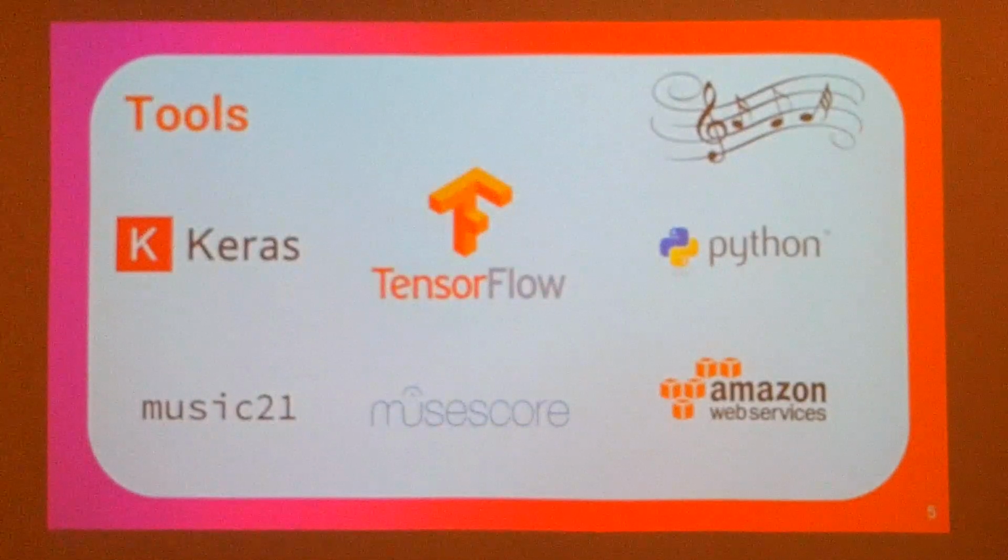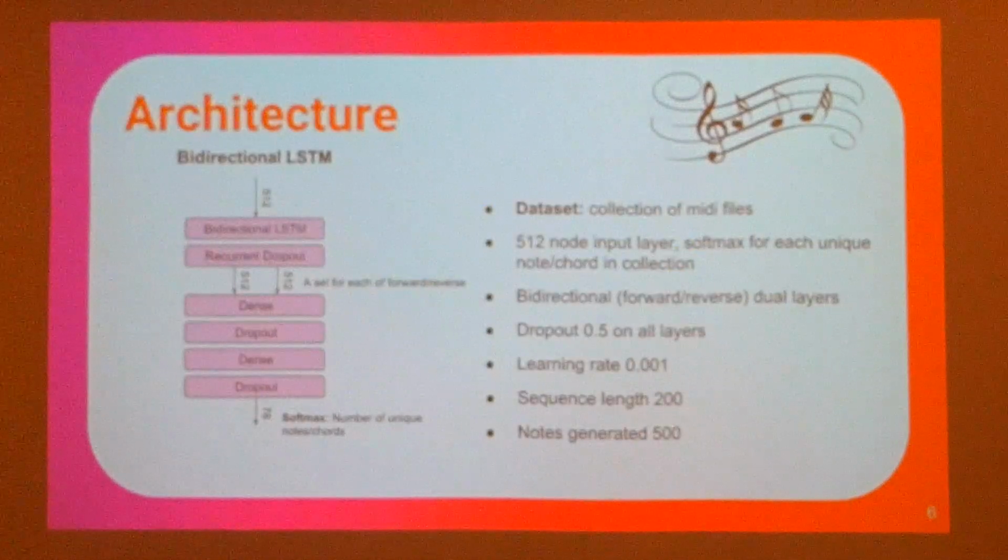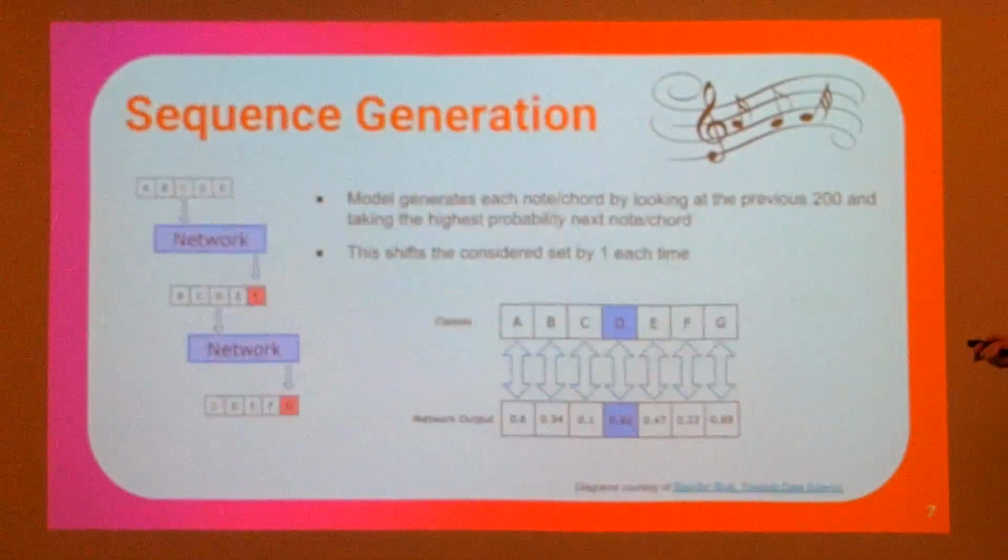The tools that were used in this model are Keras with TensorFlow as the backend for the neural network, and Music21 and MuseScore for the music analysis. The architecture of the model is a bidirectional LSTM. What that means is that there are two LSTM layers. One is trained on the sequence of notes and chords in the forward direction, and the other layer is trained on the same sequence in the reverse direction. There are also two dense layers in the network, and dropout is used throughout. And as mentioned, the data set is a collection of MIDI files, which are separated by genre.